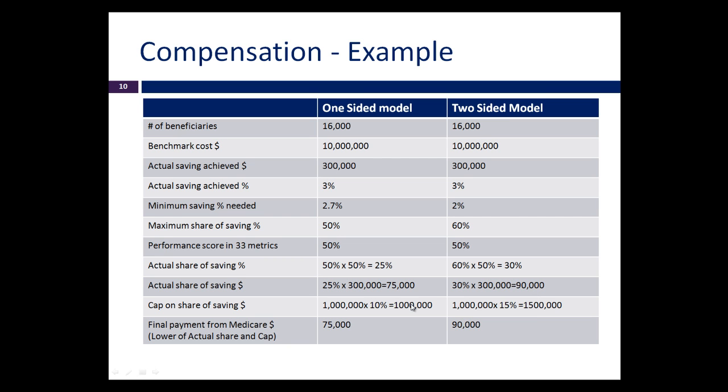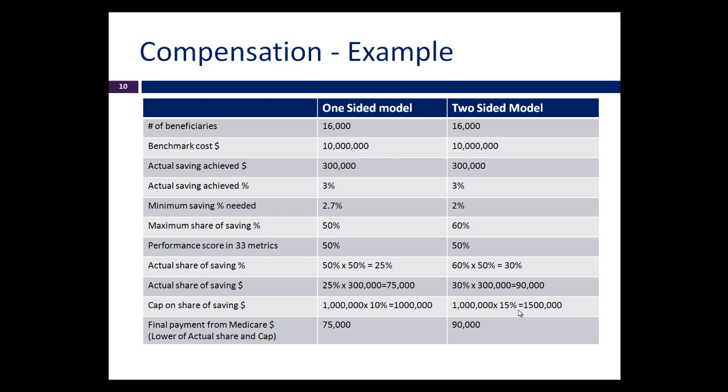Now, the next penultimate step is to calculate the cap on any savings that the ACO is entitled to. The final rule states that an ACO cannot be entitled to savings in excess of 10% of its benchmark. It also states that for a two-sided participant, the cap on the savings will be 15% of its benchmark. In our case, the benchmark for each of our ACOs was $10 million. Now 10% of that, in the case of the one-sided model, translates to $1 million. And in the case of the two-sided model, 15% of the benchmark translates to $1.5 million.